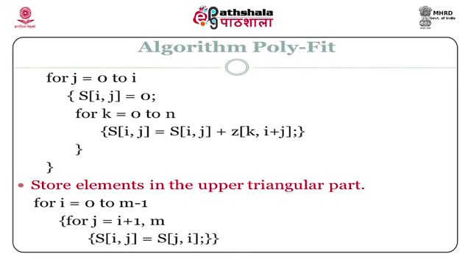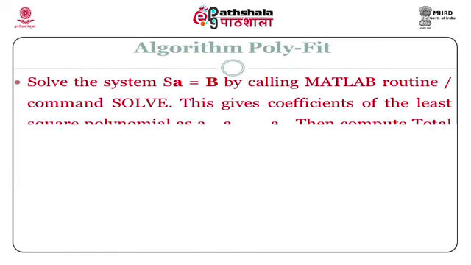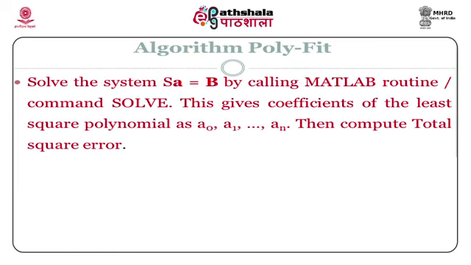Store elements in the upper triangular part. So we are taking Sij as the mirror image of Sji, but we are taking I equal to 0 to m minus 1 and j equal to I plus 1 to m. So we are taking the upper triangular part here. So solve the system Sa equal to b by calling a MATLAB routine or command solve.